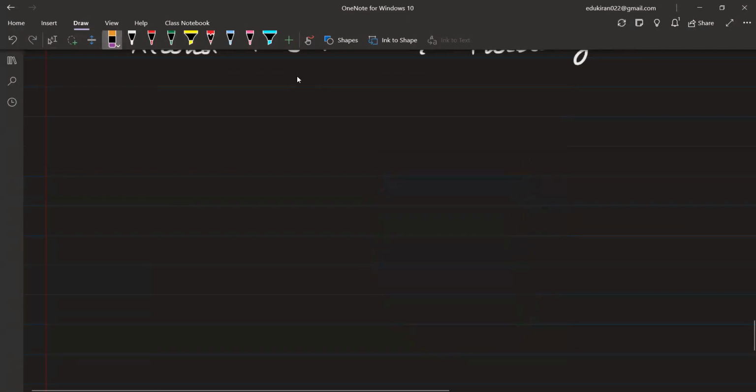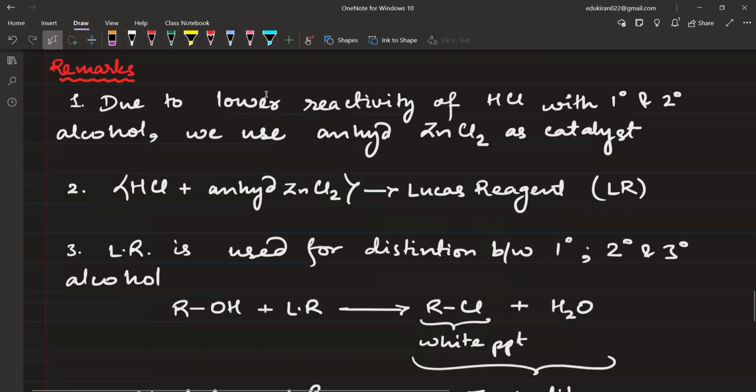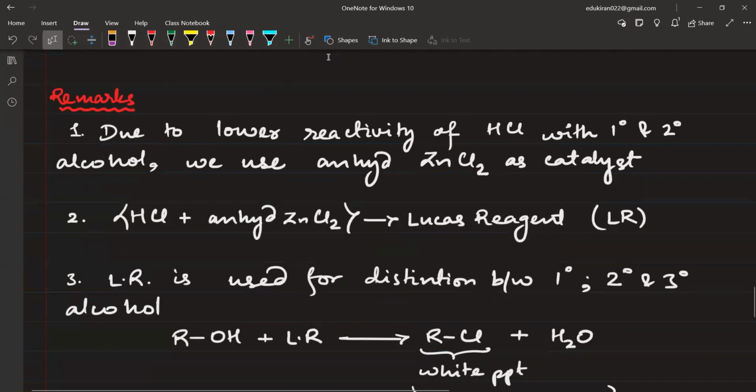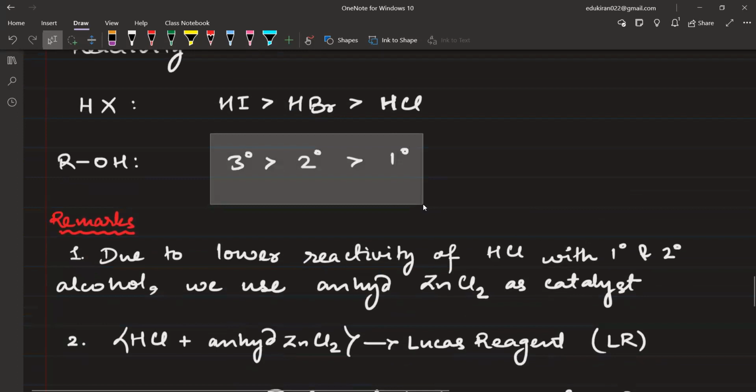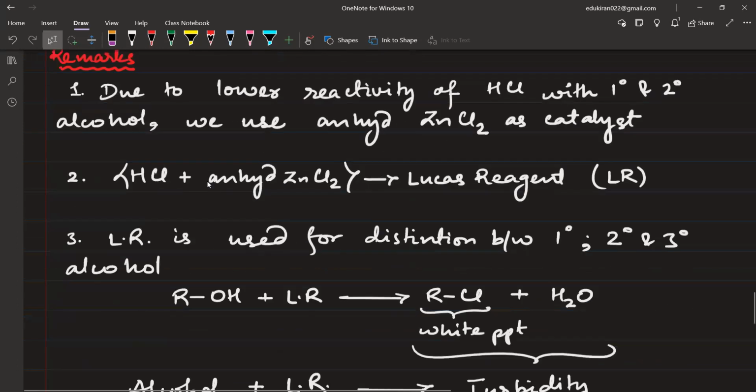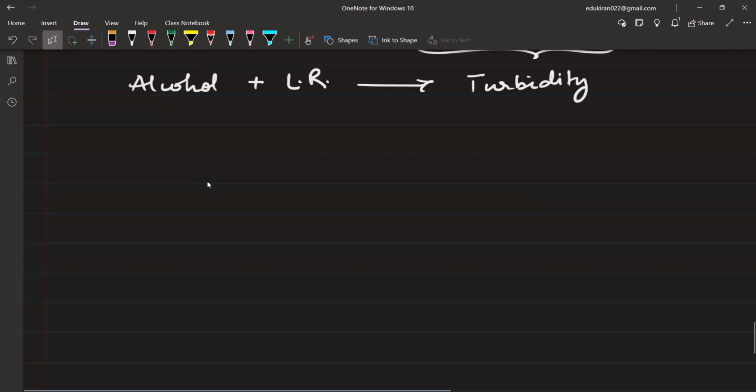Now, how do we distinguish 1 degree, 2 degree, and 3 degree? Let us understand that. Turbidity means the white colorish appearance that comes, which shows that something is not dissolved. Now, please see the difference. The distinction is done by the order. 3 degree is fastest, 2 degree is slow, and then 1 degree is least reactive.